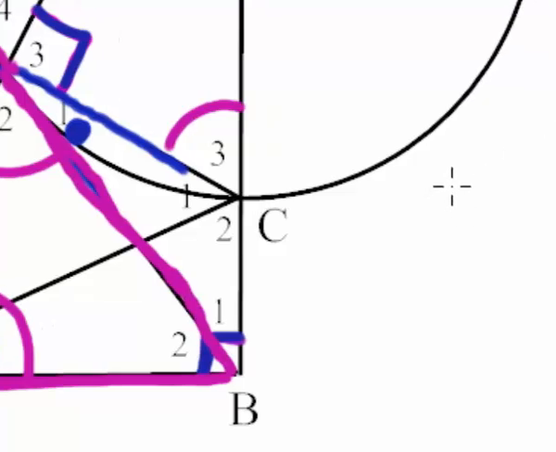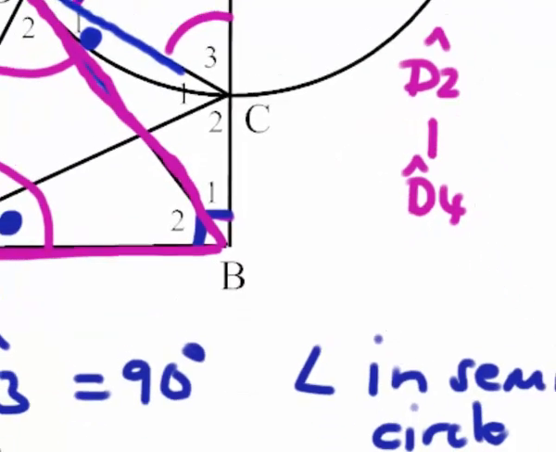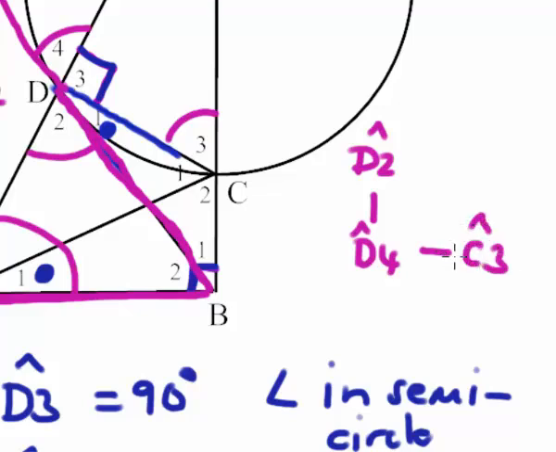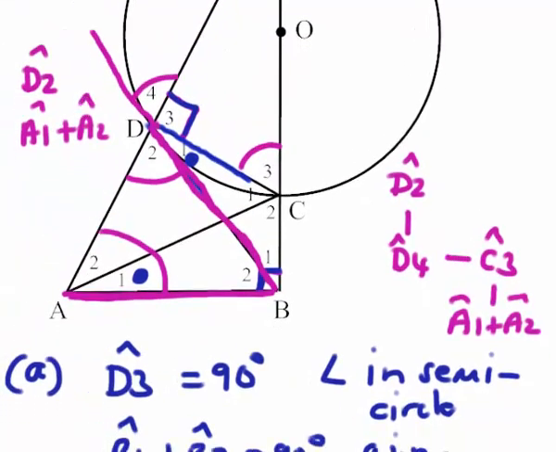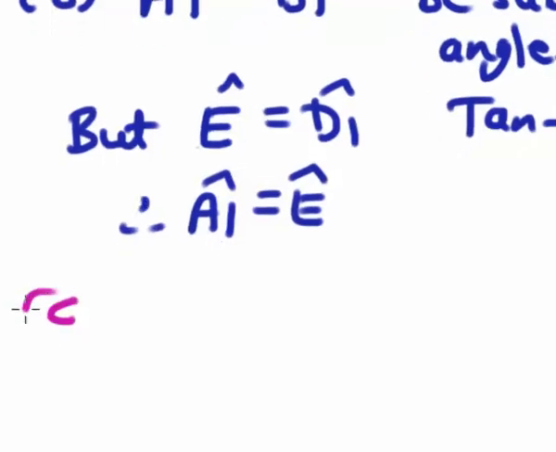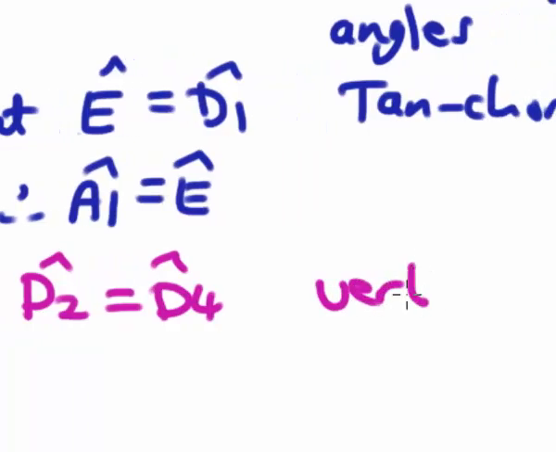So we start with D2. It works kind of like this. D2 is going to equal D4, and then D4 in turn equals C3, and C3 is equal to the whole of angle A1 plus A2. So immediately you can conclude that. So let's build up the proof. Let's start with D2, and it equals D4. So we've got number C. We can say that D2 is equal to D4 there, vertically opposite angles. Way to go.